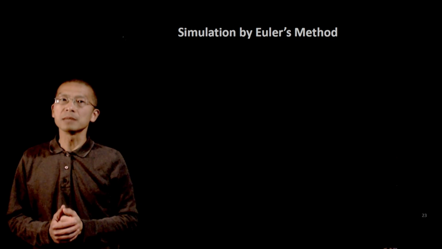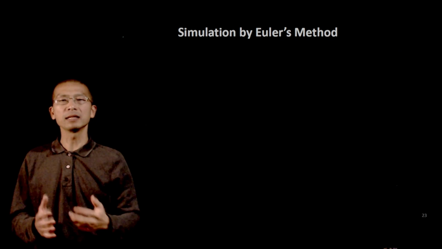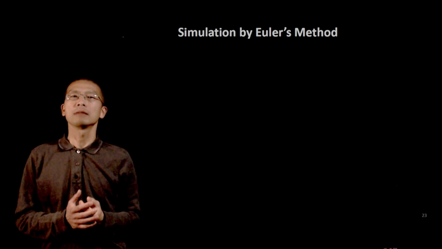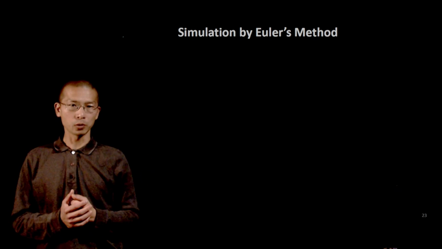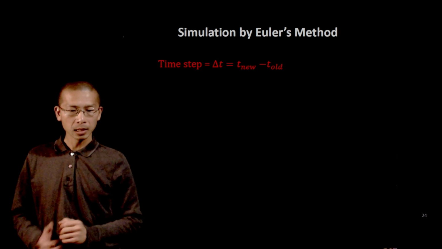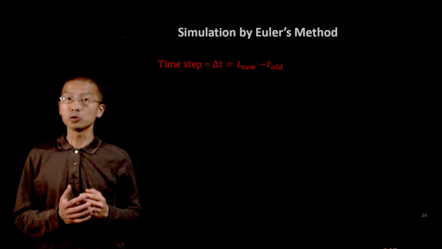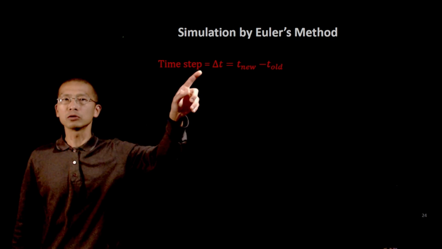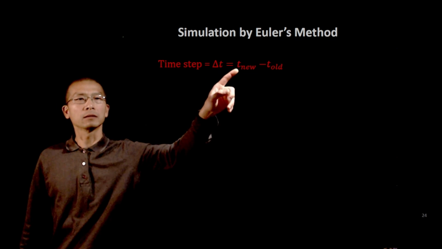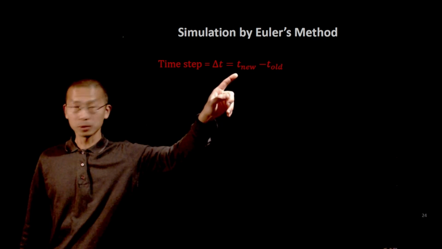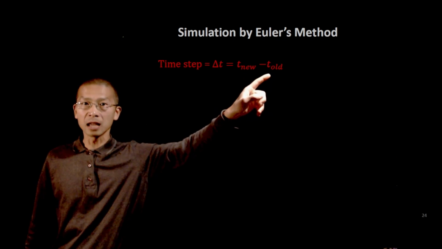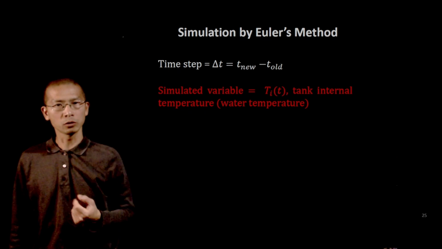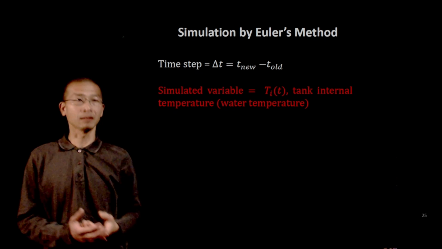Euler's method is the simplest numerical method used to solve many differential equation initial value problems. Let's take a look at how it can be applied to our example here. The idea is to choose a time step that is reasonable. In general, delta t is equal to t new, that's the end of the time step, minus t0, that's the time at the beginning of the time step. The variable we are trying to solve is the water temperature in the tank.